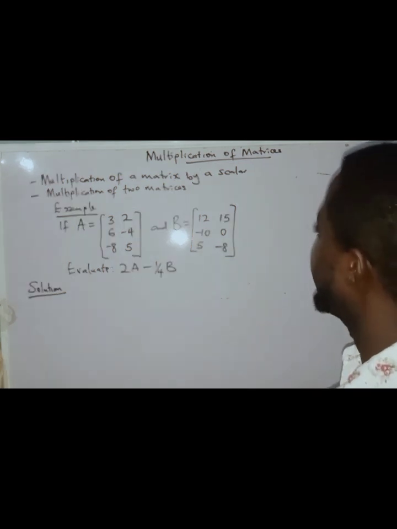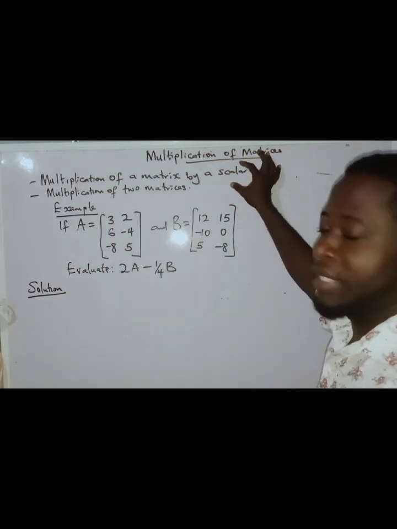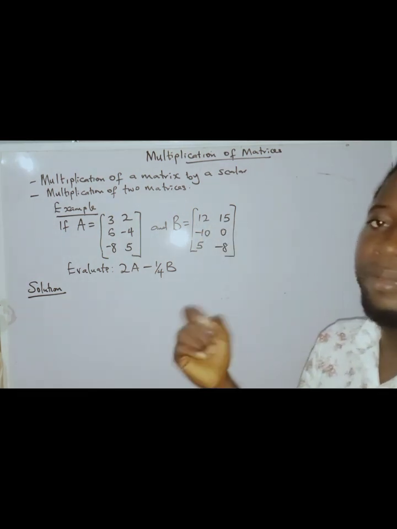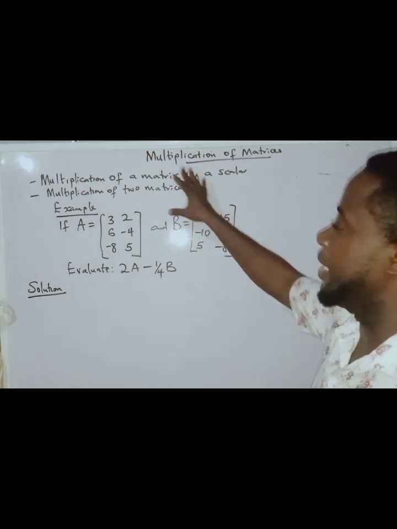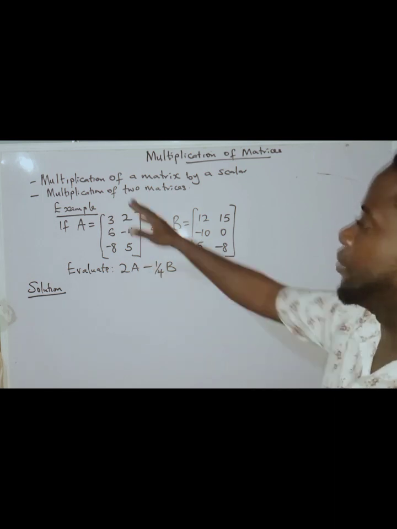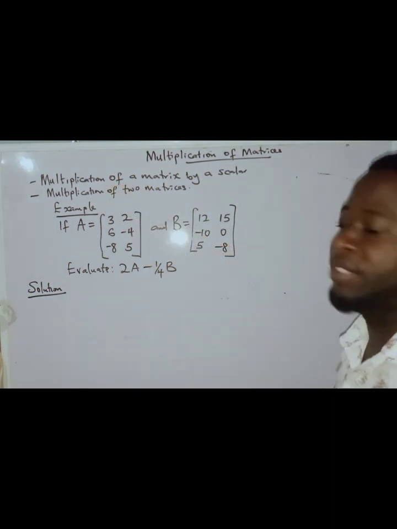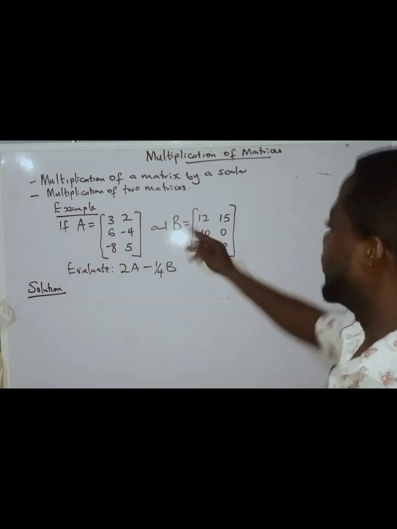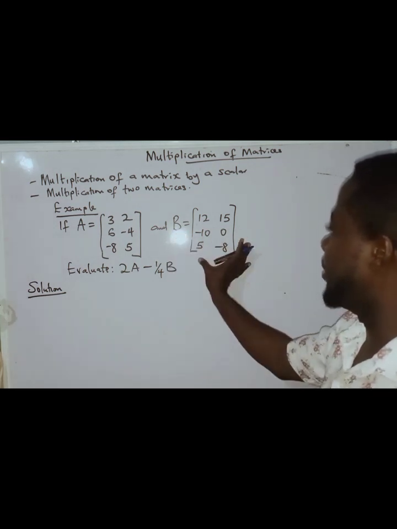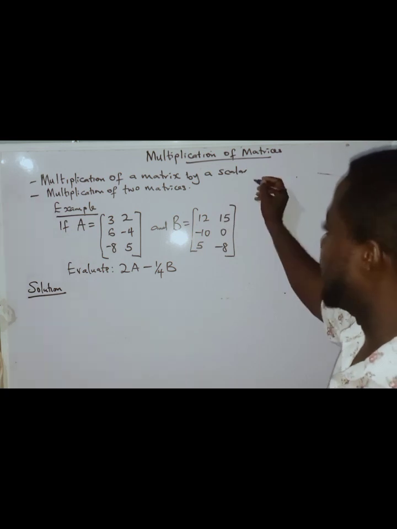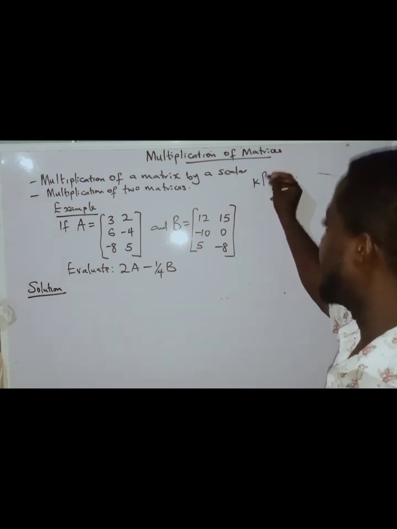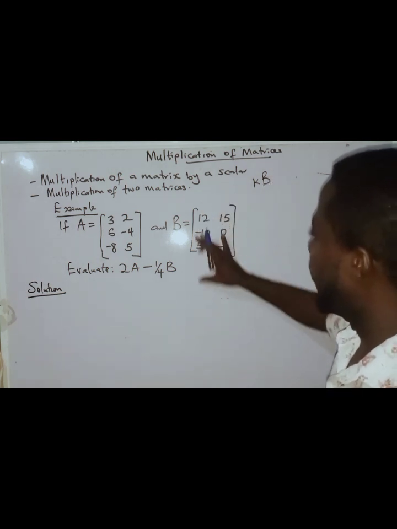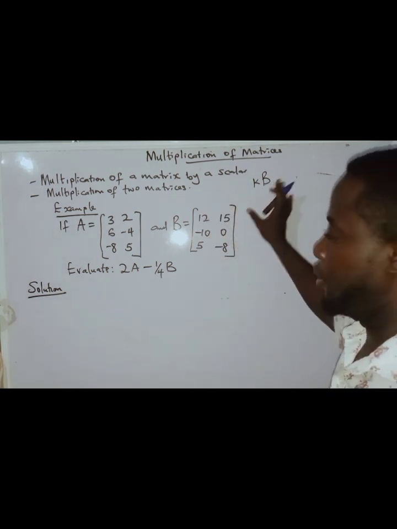Now, what do we mean by a scalar? A scalar is referred to as a number. So, when you are asked to use a number, or maybe at times a letter, to multiply a matrix, that is what we know as multiplication of a matrix by a scalar. For example, if I say this is the matrix B, and these are the elements of B, and I have something like KB, that means I'm saying use K to multiply all the elements of B.